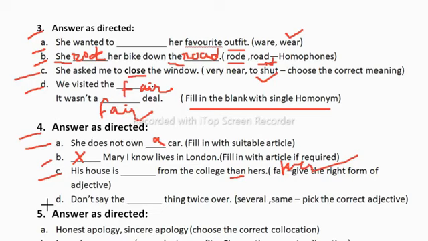Now let's move to the D1. Don't say the dash, think twice over. So what can you choose here, several or same? Here you have to pick the correct adjective. So here we can say the same, because we cannot take several here. Don't say the same thing twice over. So this will be your correct answer.